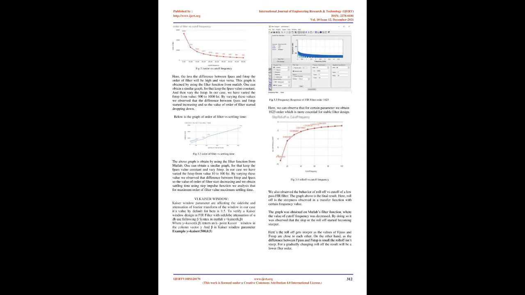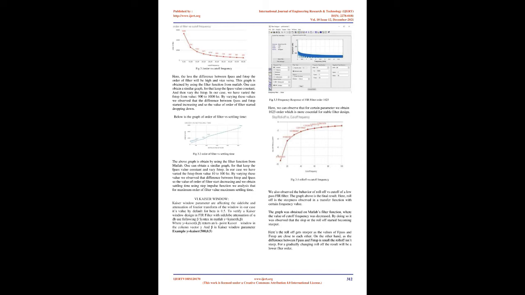Some examples of window functions that can be used practically are: 1. Triangular window. 2. Hann window. 3. Hamming window. 4. Kaiser window. In our project we use the Kaiser window function because we want a stable filter. We understand the window function method very well with the help of the Matlab FPGA tool.